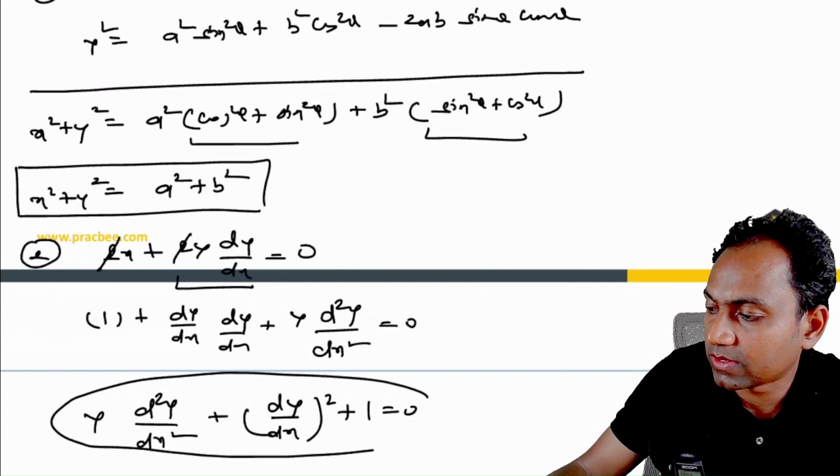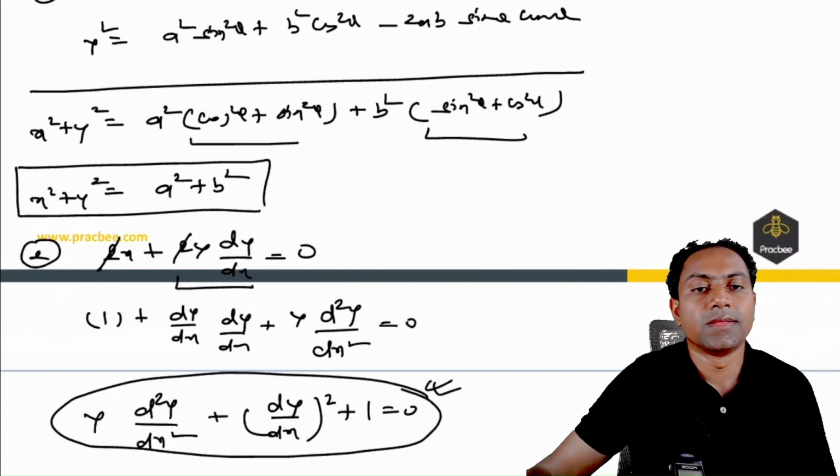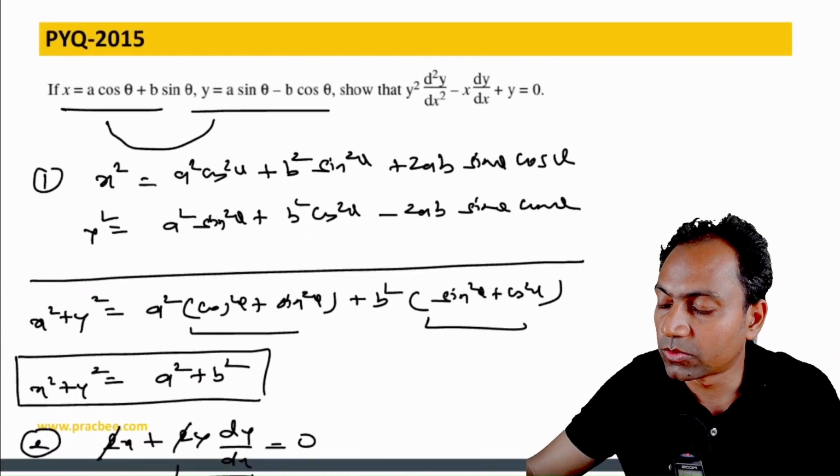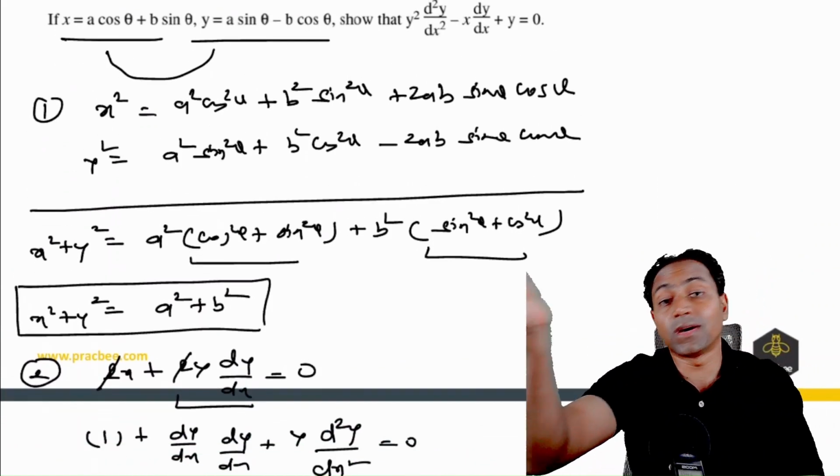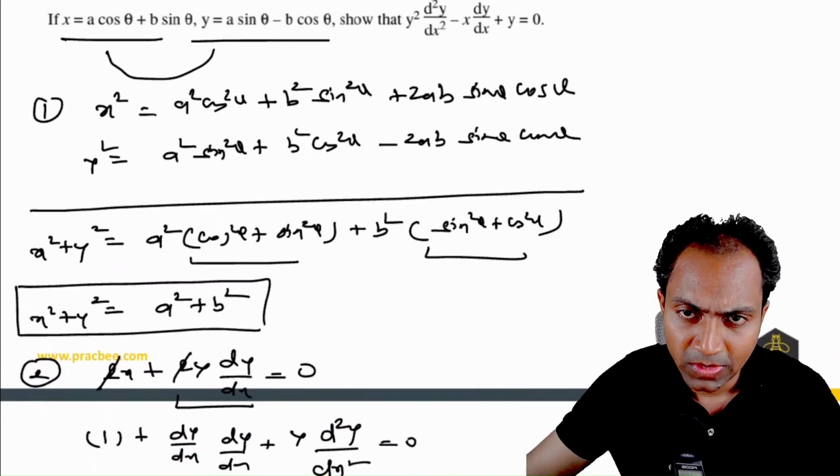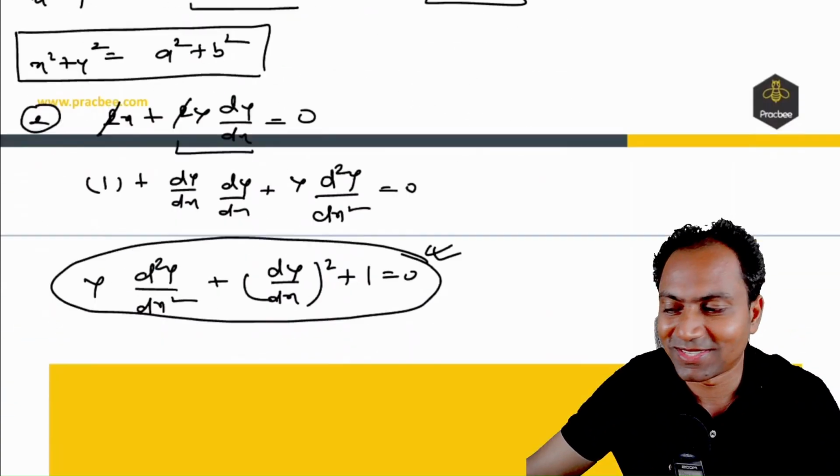Now this is what we are getting. This is a very simple question if you do it in this manner. If we do it from the earlier method, it will become extremely lengthy. So eliminate the parameter and solve such questions.